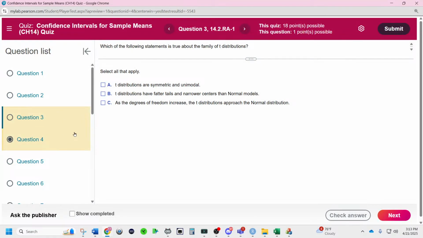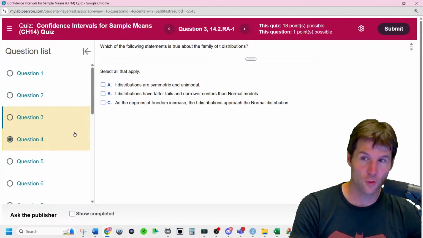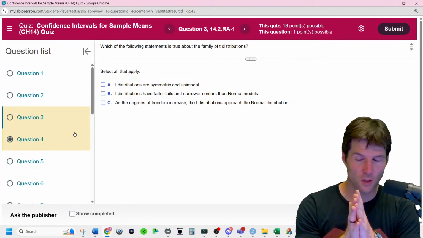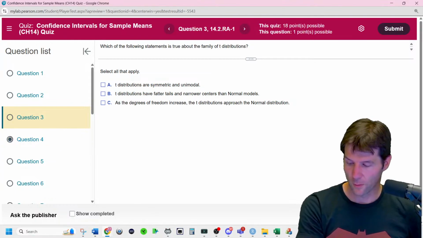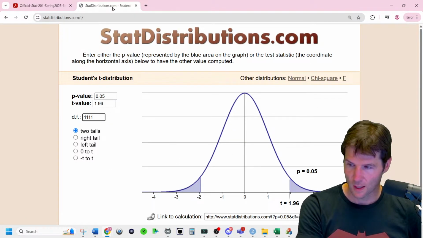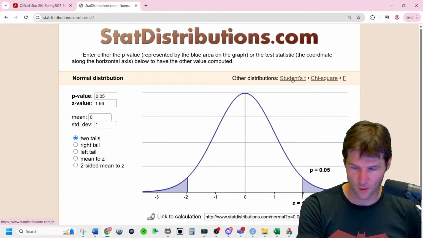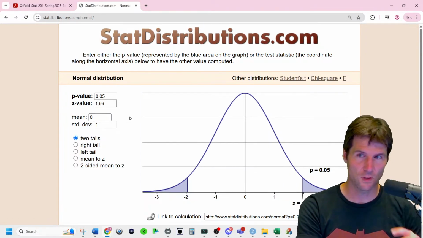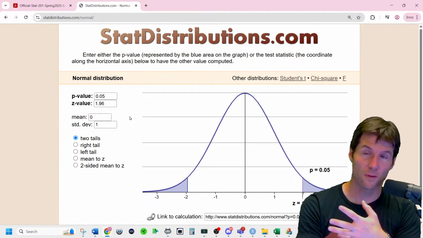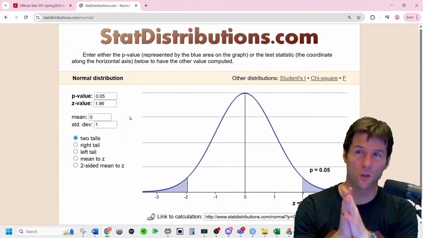Here's another quick multiple choice. Which of the following is true about the family of t distributions? So it's called a family of distributions because there's not one t distribution. There is only one normal. So if we go back here to statdistributions.com, really good site right there, you can click the normal curve, and it's not a family of distributions. There's only one normal curve. So when you have the normal curve, it's not a family. Family means like a whole bunch of distributions.